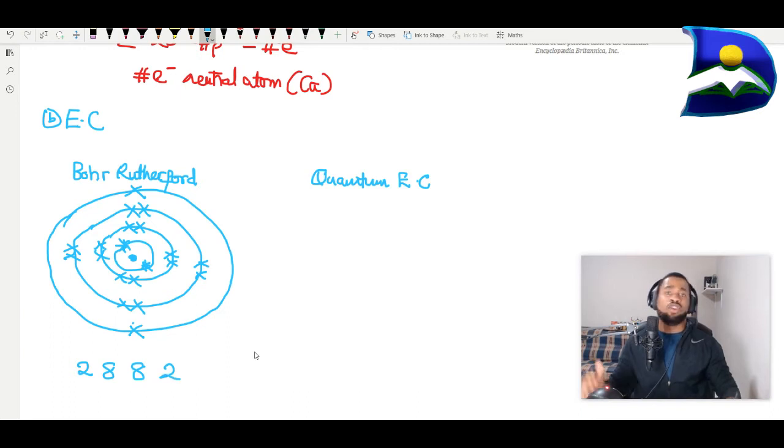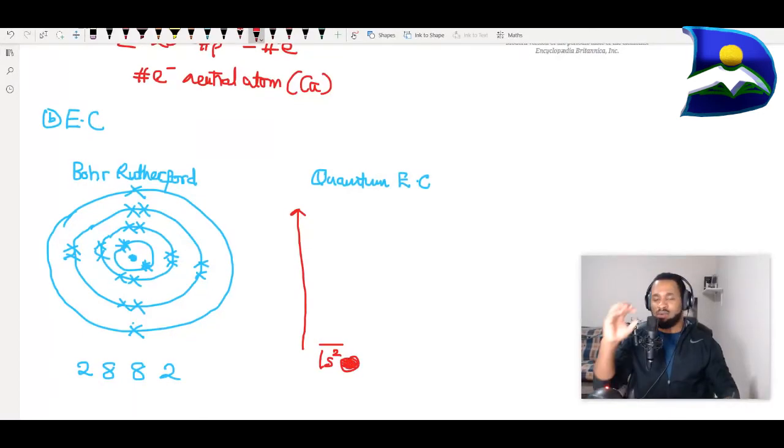2, 8, 8, 2. Looking at the other side, in the quantum state, we look at it differently. We show it in terms of the energy level diagram, where the first orbital is 1s2, which is spherical and pretty close to the atom's nucleus. In this case, you have 2 electrons, because I put 2, that tells us there are 2 electrons. Before we put in electrons, let's put the other s. This is 2s, which is also spherical.